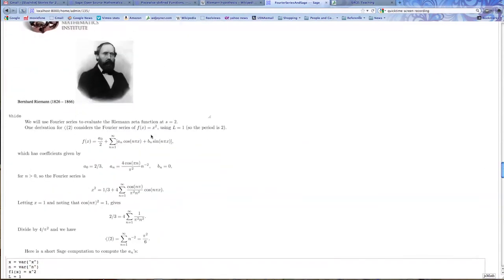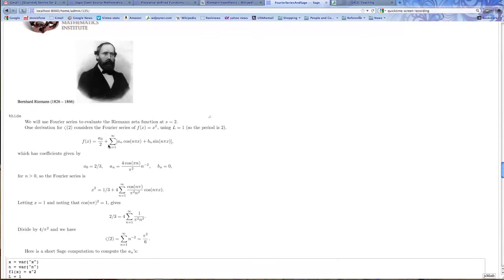Okay, well, let's move on to trying to evaluate the Riemann zeta function at s equals 2. The trick here is to take the function x squared, but restrict it from -1 to 1, and then extend that periodically with period 2. So you have a parabola going from -1 to 1, and then you're just extending that parabola. So you have a union of parabolas going along the line. Its period is 2.